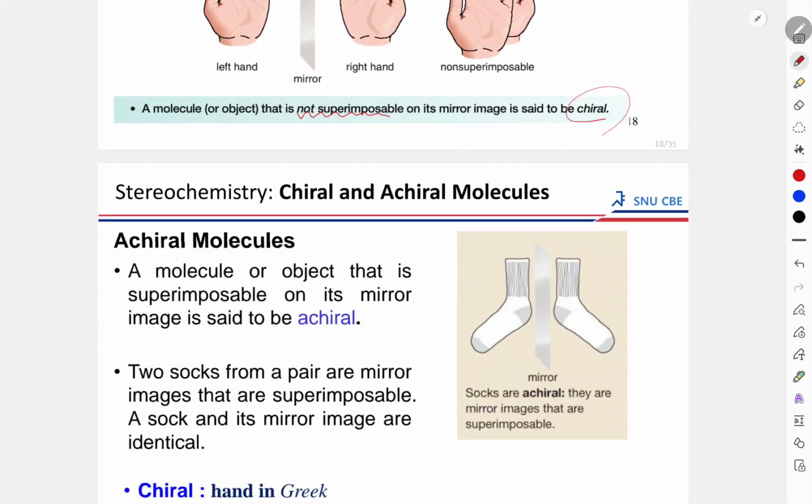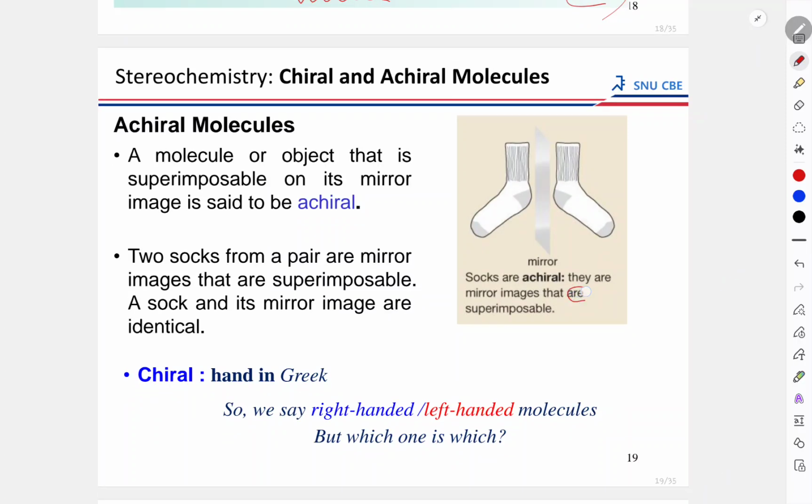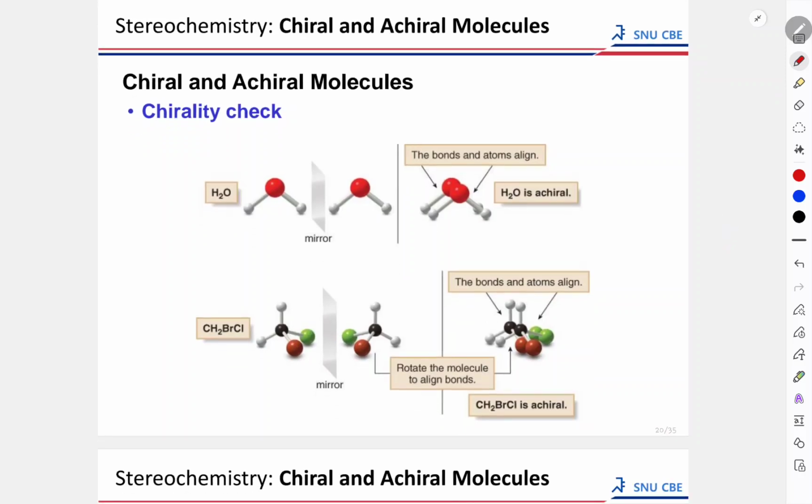Achiral molecules: if a molecule and its mirror image are superimposable or identical, then you can call it achiral. Right? And we discussed the root, chiral, from the Greek for hand, so you can say right-handed or left-handed molecules. That is asking you about stereochemistry. Chirality check is very easy. Following just the definition, you can draw the mirror image of a given molecule, and if these two are superimposable, then it's achiral. That's why water is achiral.